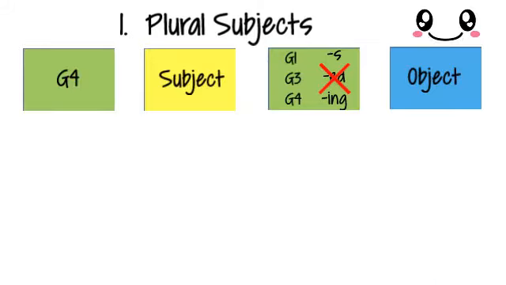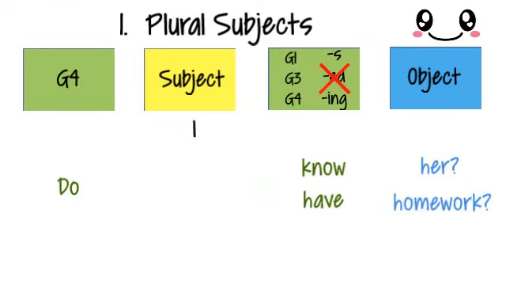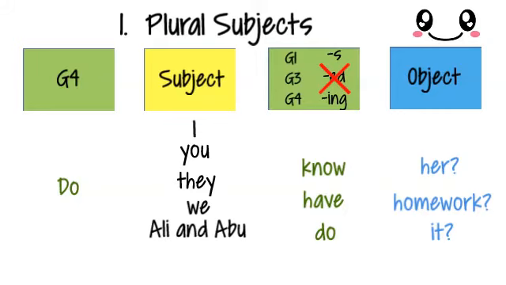We look at the examples for plural subjects first. Do I know her? Do I have homework? Do I do it? Do you know her? Do you have homework? Do you do it? Do they know her? Do they have homework? Do they do it? Do we know her? Do we have homework? Do we do it?